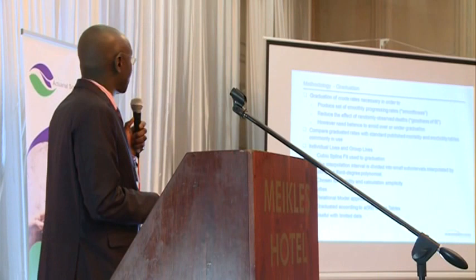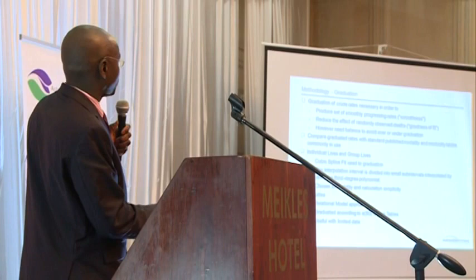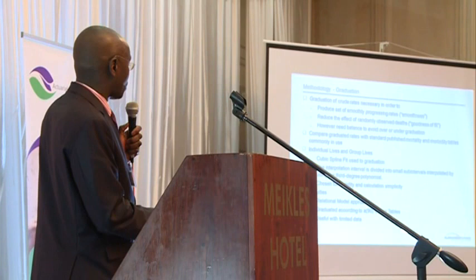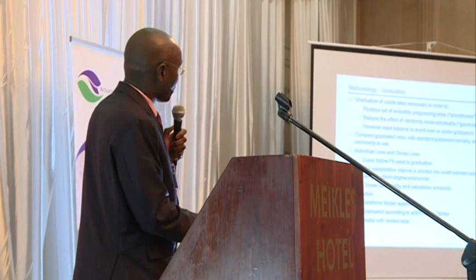We then compared the graduated rates with the standard published tables, and the technical things that we used were actually here. For individual and group life, Fine fit was used to graduate, and there were interpolations where the data was small. For annuities, a relational model was built up, and they are graduated according to the A90 series of tables. And this was important because the amount of data was actually small.